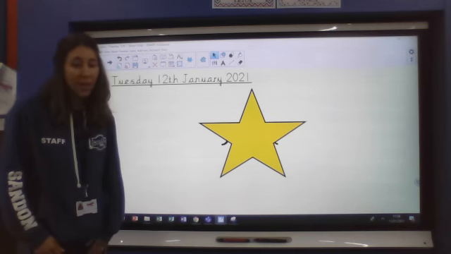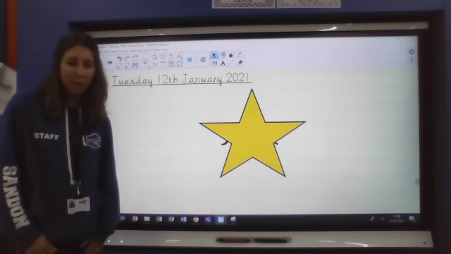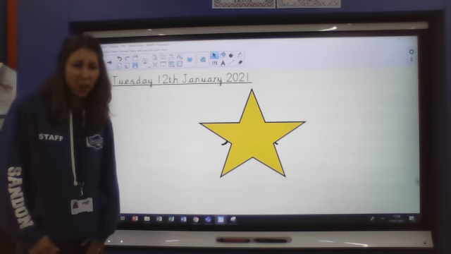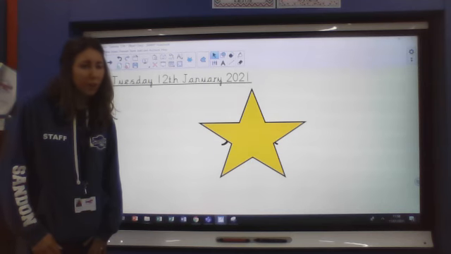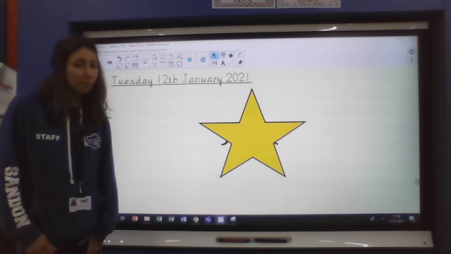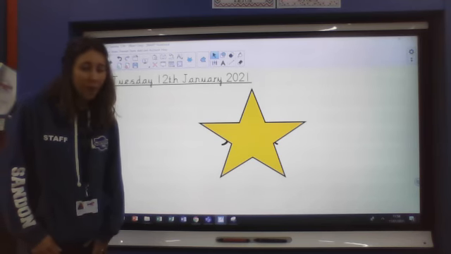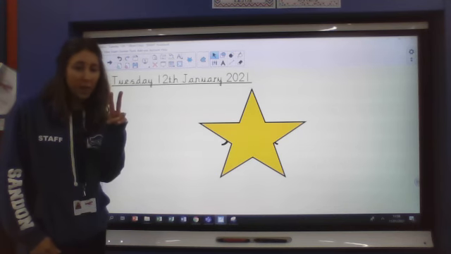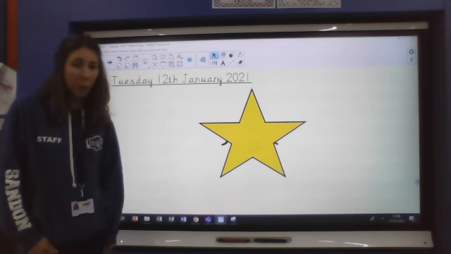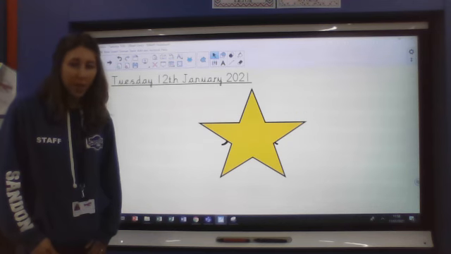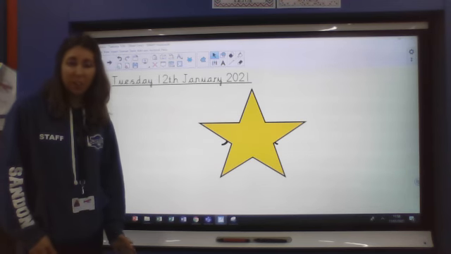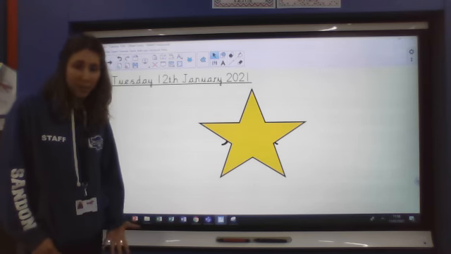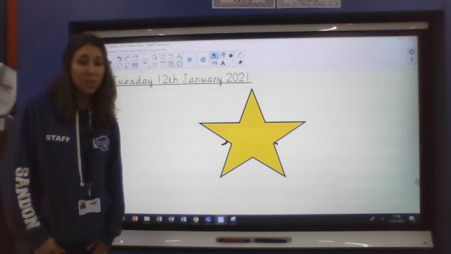Behind my star then is the digraph we have been learning. See if you can tell your grown-up what we mean by a digraph. Did you remember? So a digraph is where we've got two letters joined together to make one sound. So yesterday we were thinking about a digraph that we've been practicing for a long time, a digraph that we used to use in phase 3.